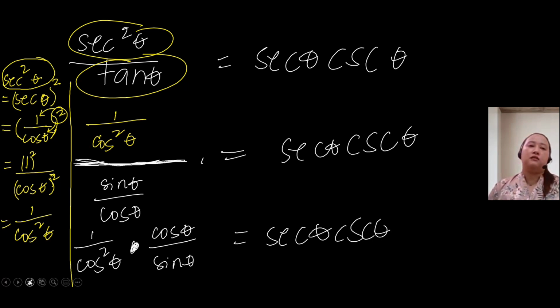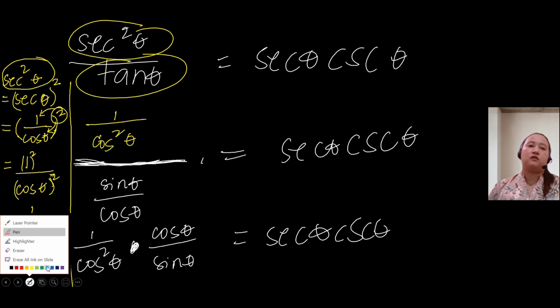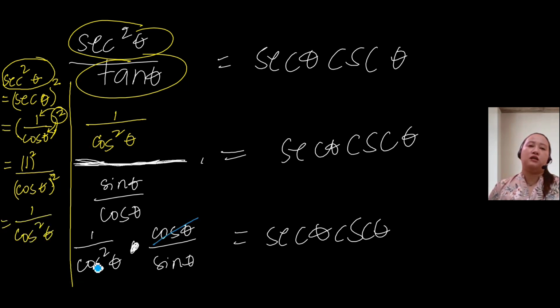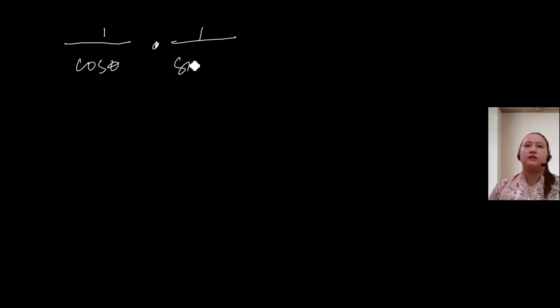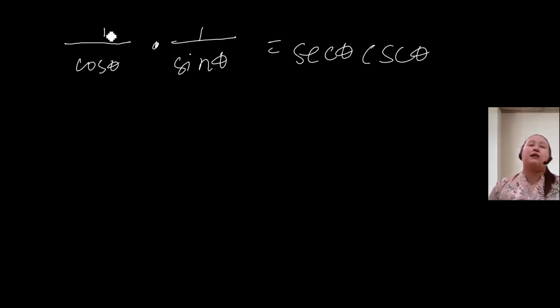Then cancel. What's common? We have cosine here, and in the denominator we have it squared. Okay, next. So let us write the next step. Canceling, we have 1 over cosine of theta times 1 over sine theta equals to secant theta cosecant theta. Then applying again the identity.